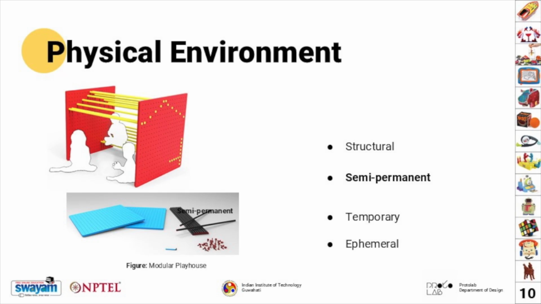Second, the semi-permanent layer, which is fixed but can be moved or changed. The semi-permanent layer includes components that are not fixed but are designed to last for a long period. In toy design, this refers to the modular parts or interchangeable parts or customizable elements that allow users to change the form of the toy.